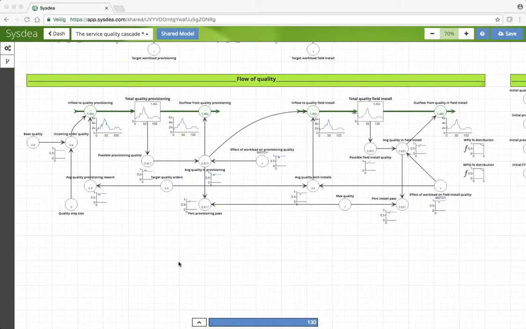Henk Akkermans here, Supply Chain Dynamics, Chapter 9, Quality Cascade. Sysdea gameplay 4, the flow of quality.